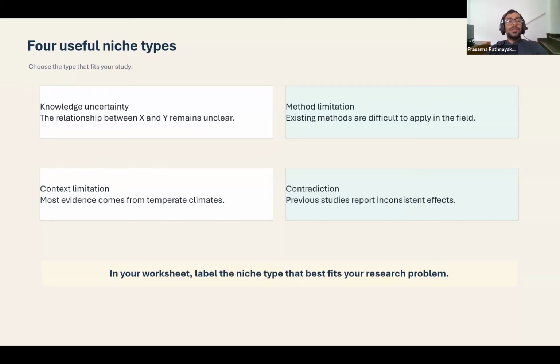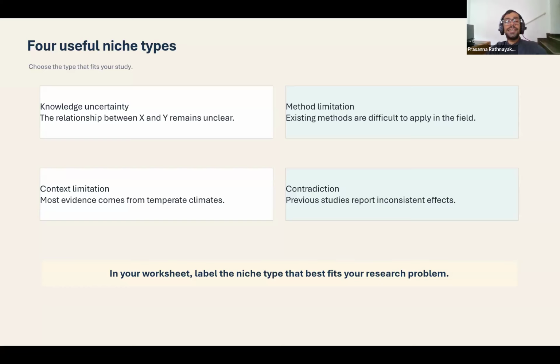Now, I'm revealing to you four useful niche types. Please look at them quietly first. You may have a knowledge uncertainty at the beginning. We do not yet know the relationship between two things, perhaps between A and B, X and Y, right? There can be a knowledge uncertainty. If such is there, that's a perfect niche for you to tackle.